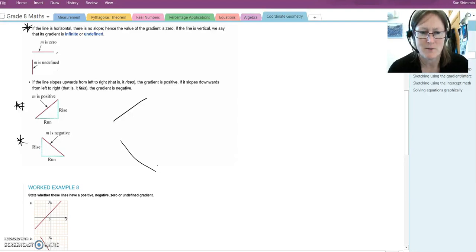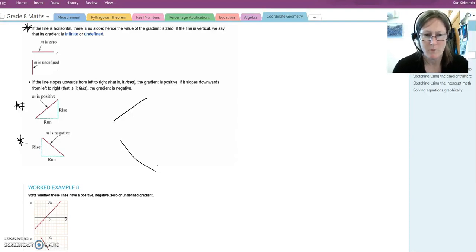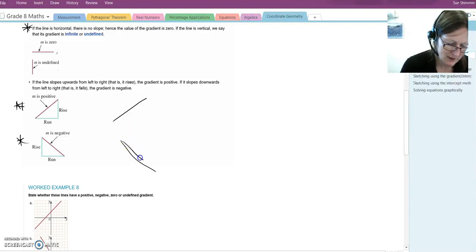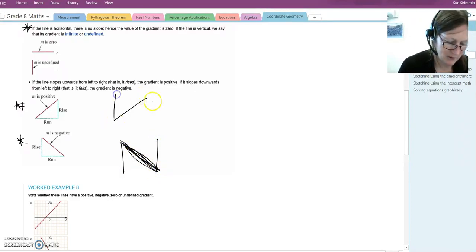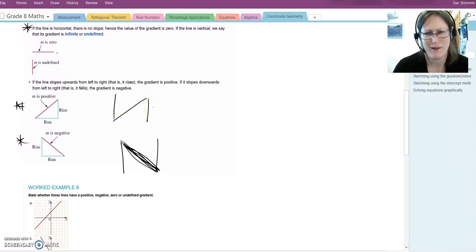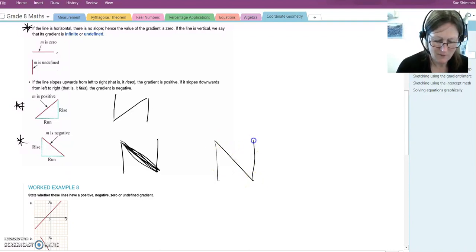Often I have silly ways to remember things. The way I remember, if I get a bit confused which is which, this is the negative gradient, and if I go like that, it makes the letter N. With the positive gradient, if I go like that, it doesn't make a letter N. So that's negative gradient, makes a letter N. That's the positive gradient if a line slopes that way.